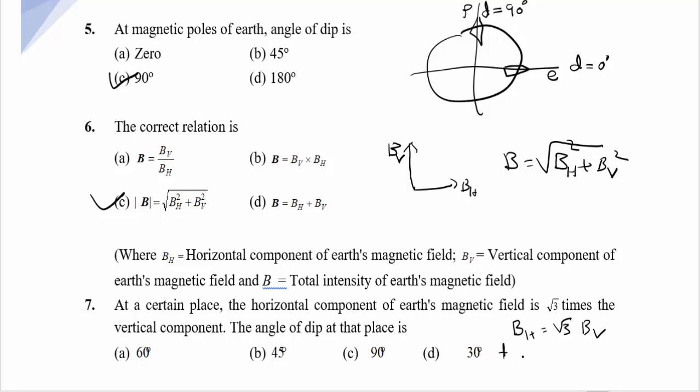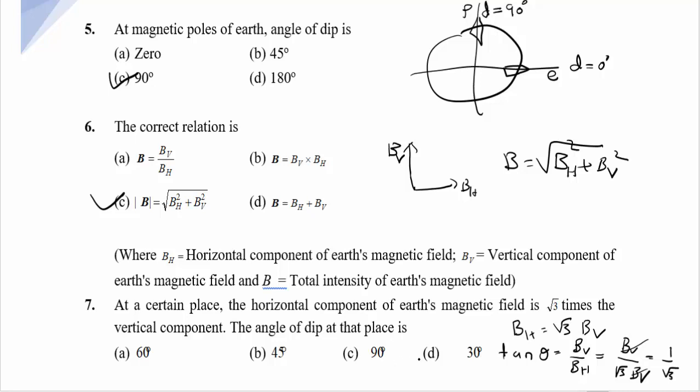So we know that tan theta equal to BV by BH. After substituting this, BV as it is BV, BH as √3 BV. So BV cancels. It will be 1 by √3. So when is tan theta 1 by √3?